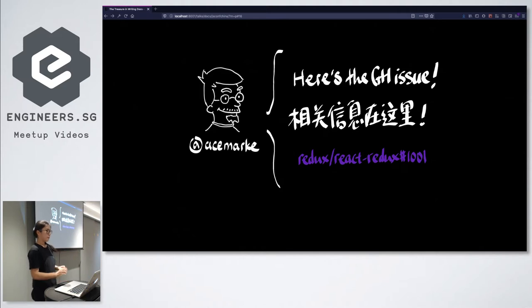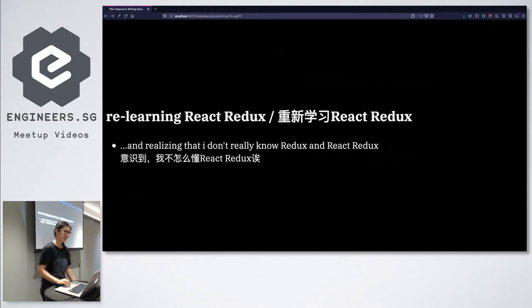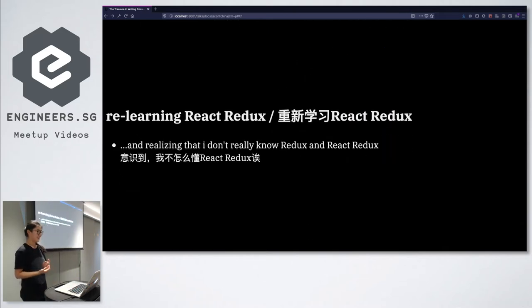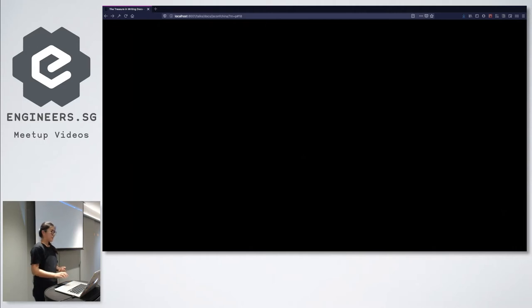So I picked React Redux because it seemed a bit easier, and I did the simplest thing you do in college when you study for an exam. I read everything. And it was also the moment when I scared myself by realizing that I do not really know React Redux. In case you're not familiar with React Redux, or maybe you're not familiar with the React ecosystem, let me quickly walk you through an overview of what it looks like.